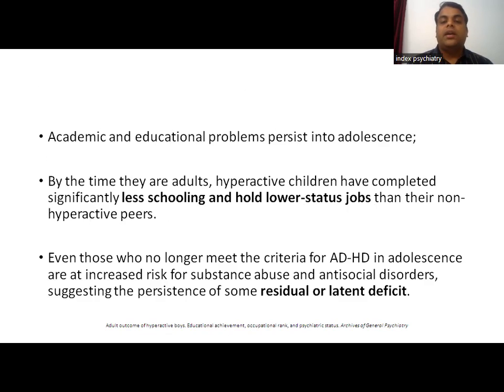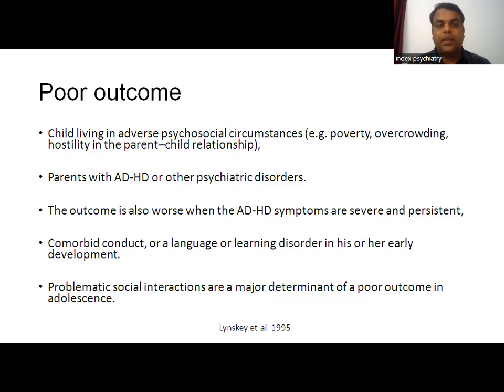By the time they are adults, hyperactive children have completed significantly less schooling and hold lower status jobs than their non-hyperactive peers. Even those who no longer meet the criteria for ADHD in adolescence are at increased risk for substance abuse and antisocial behavior, suggesting the persistence of some residual or latent deficit.